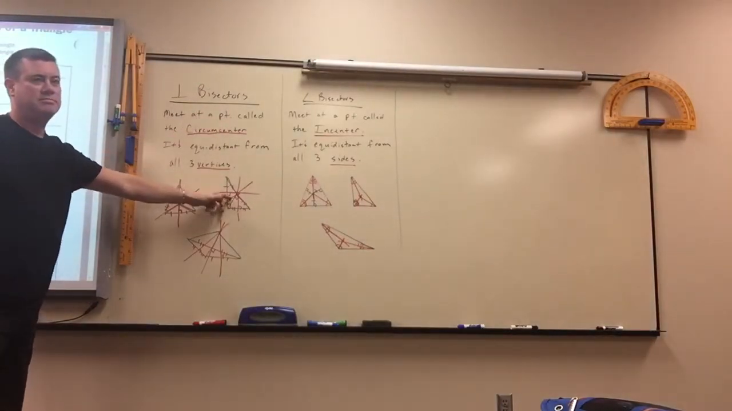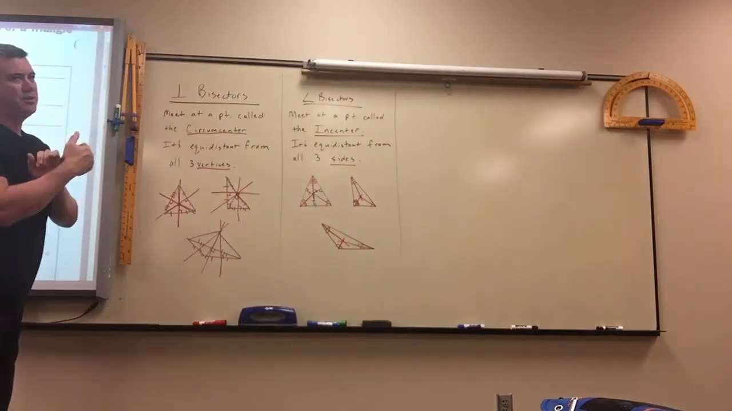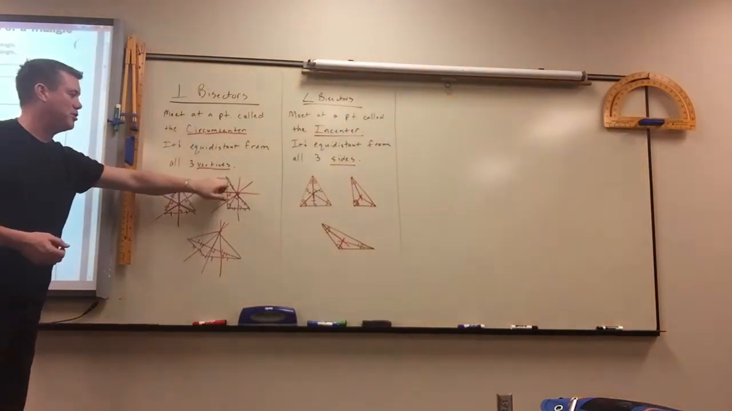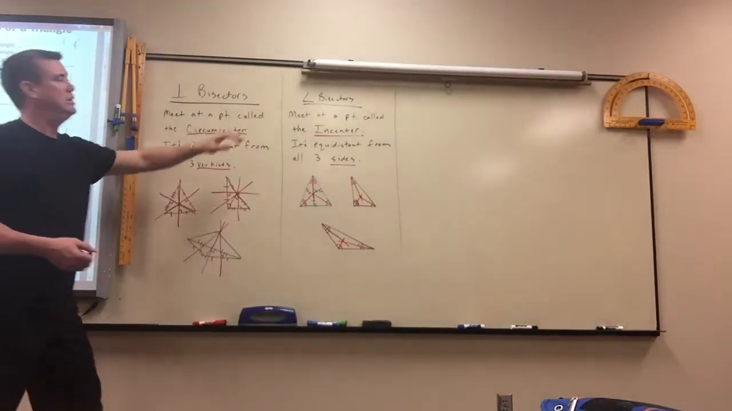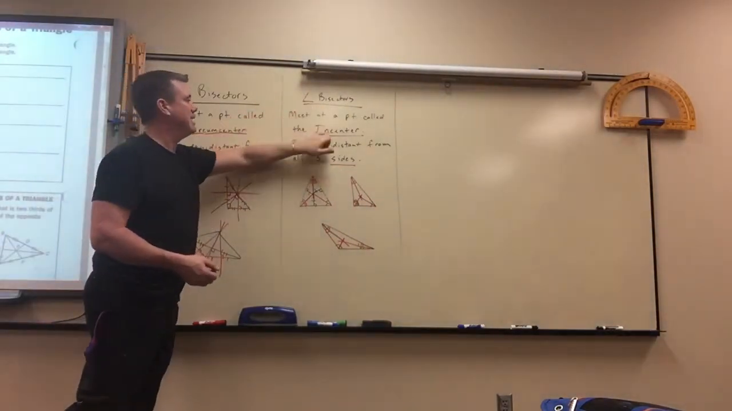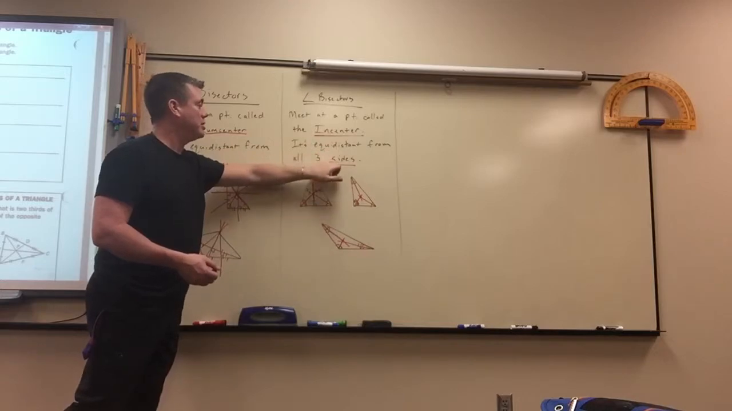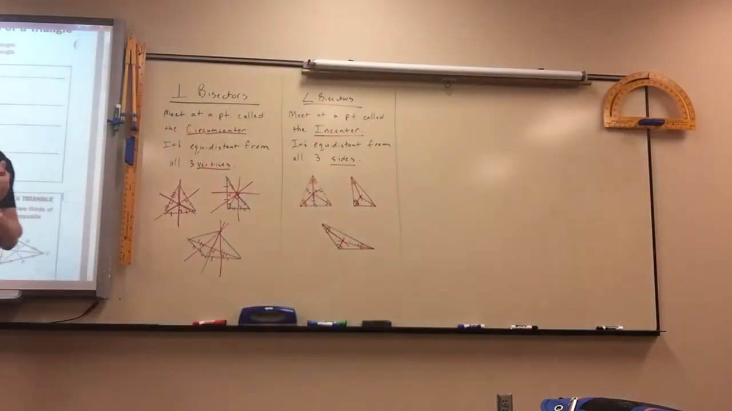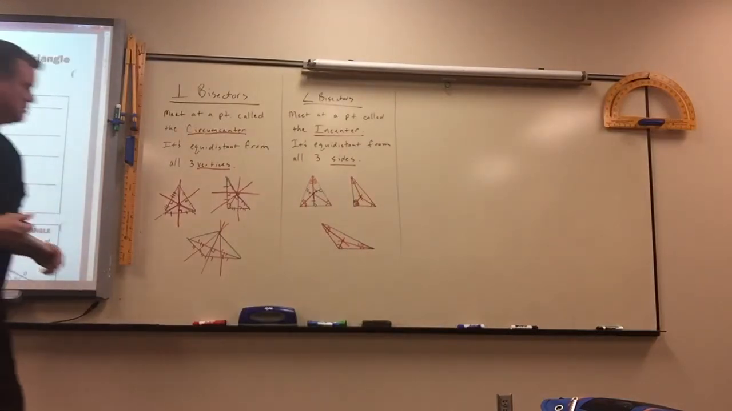So you do need to know the names of these and what they do. You need to know perpendicular bisectors meet at a circumcenter, and that point is equidistant from all three vertices. You need to know angle bisectors meet at an incenter, and that's equidistant from all three sides. So now there are two more things we have to add today: medians and altitudes.